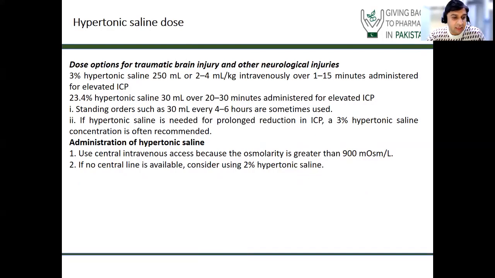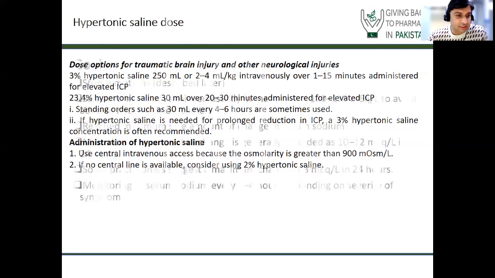But remember, hypertonic saline should always be given through a central line, because its osmolarity is greater than 900. So if you don't have a central line, then you can't give 3%. Then it is better to give 2% hypertonic saline.